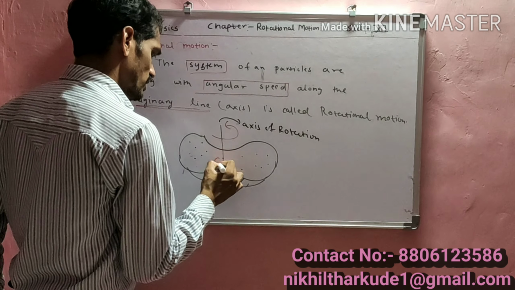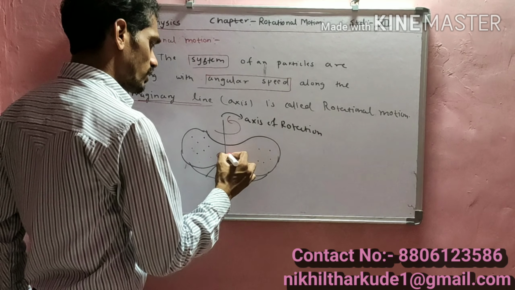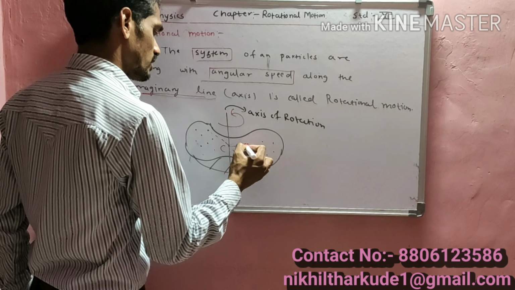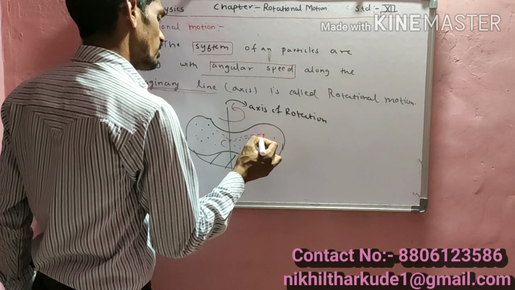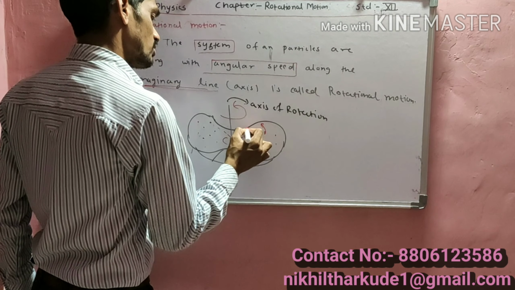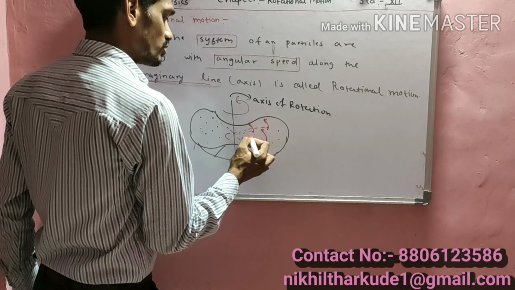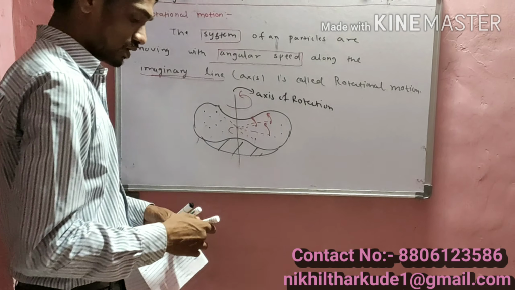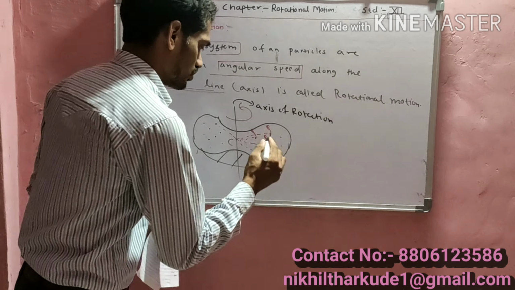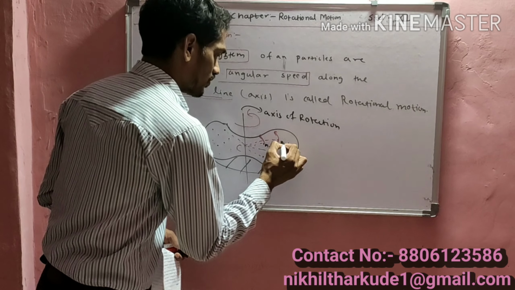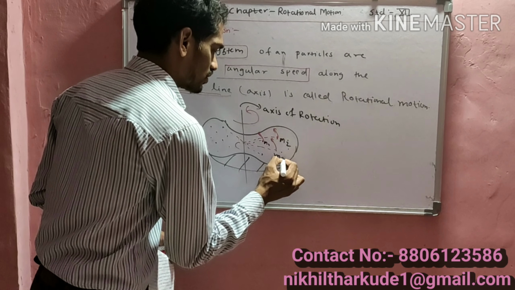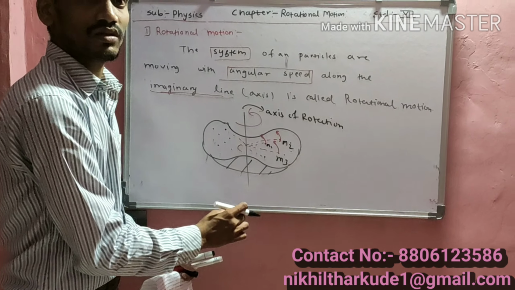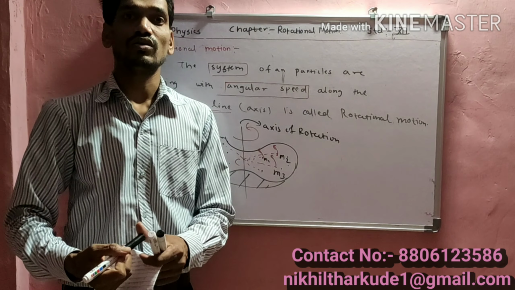This is called the center. This particle is moving along this center, this particle along this center, and this particle along these centers. Each and every particle performs circular motion. Suppose this particle is P1 with mass M1, this particle is P2 with mass M2, this particle is M3. Each particle moving along the circumference is circular motion.